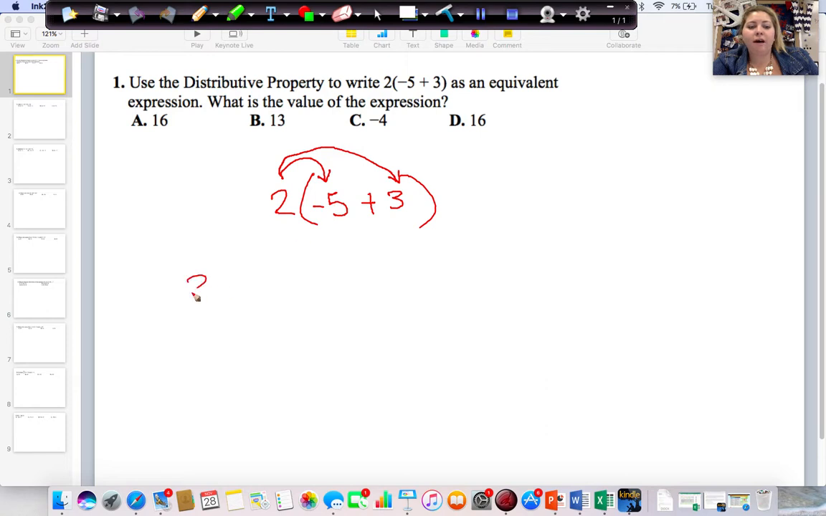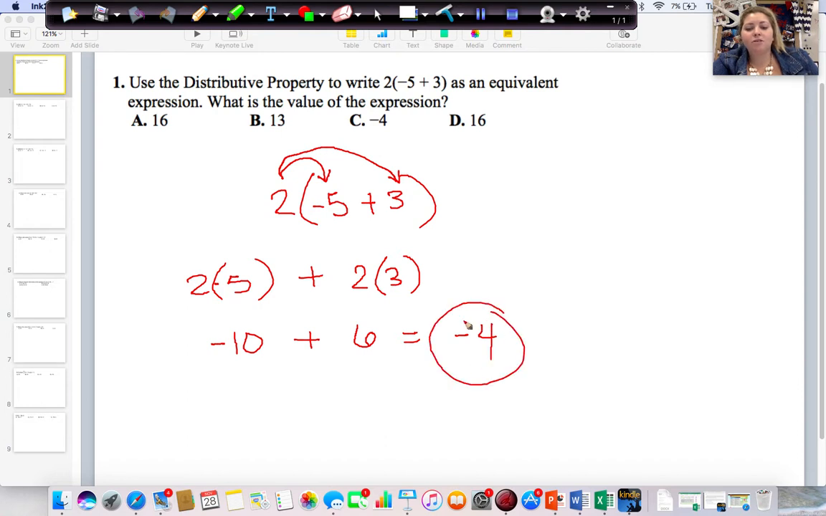So 2 times 5, or 2 times negative 5, excuse me, and then 2 times 3. And because there's an addition sign in the middle, we're going to keep it addition. So 2 times negative 5 is negative 10, and 2 times 3 is 6, and now we need to add negative 10 and 6. Negative 10 plus 6 gives me negative 4. So my answer is negative 4.